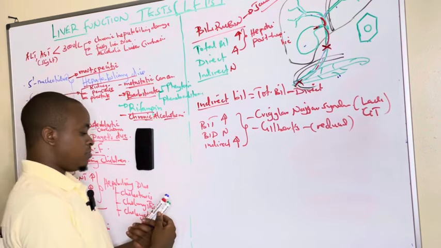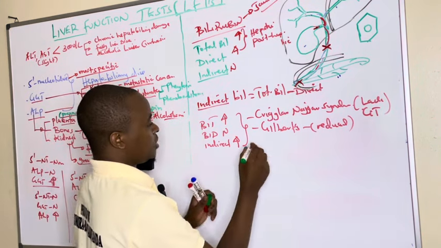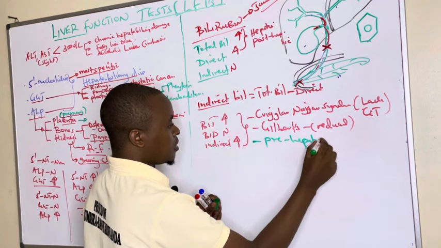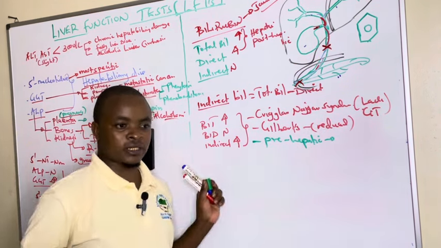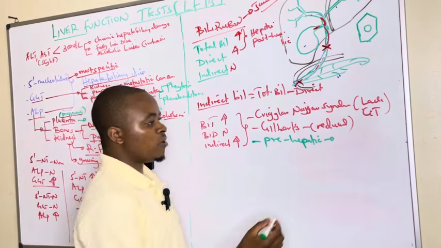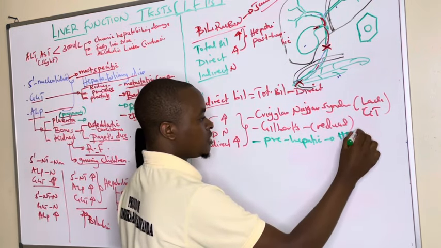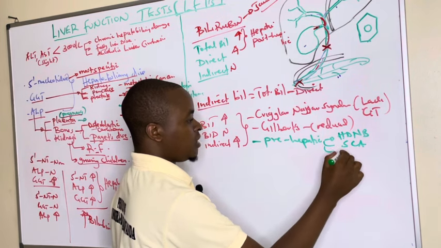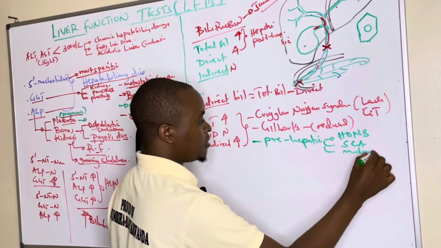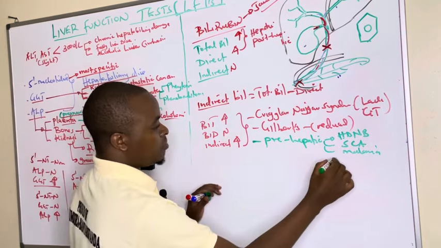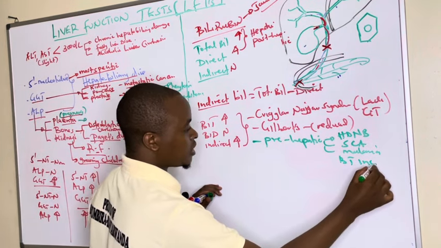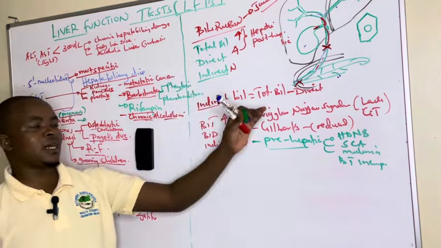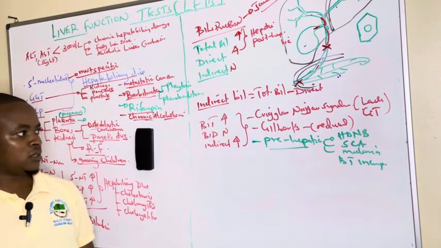And other causes can also be prehepatic, like increased hemolysis, which we see in hemolytic disease of the newborn, HDN. We see it in sickle cell anemia, in infections like malaria and typhoid, and even in blood transfusion incompatibility reactions. So this is what we can discuss about bilirubin.